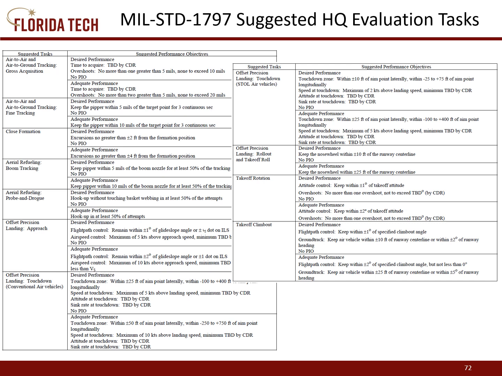So MIL Standard 1797 has many suggested handling qualities evaluation tasks. You saw some of the offset landings. We saw air-to-air and air-to-ground tracking examples, but you can also see close formation, aero refueling, and many other different handling qualities task evaluations.